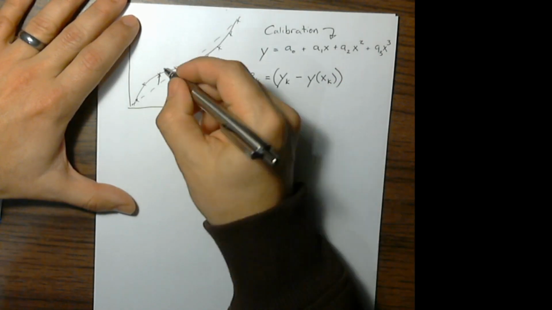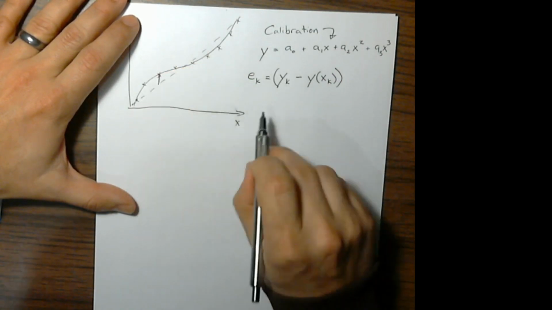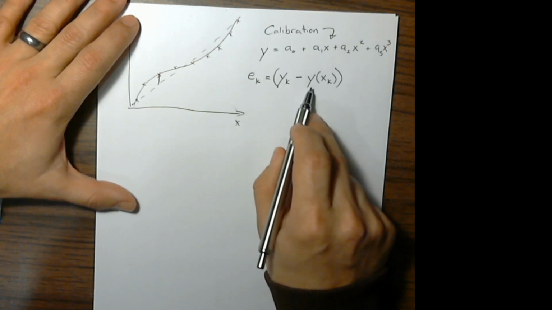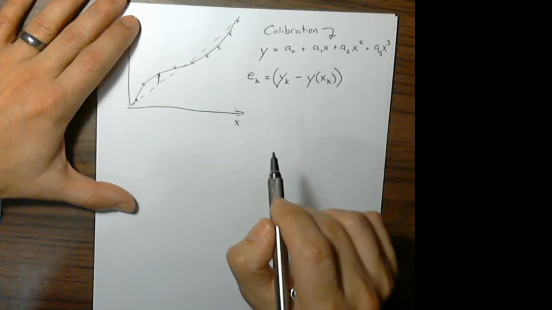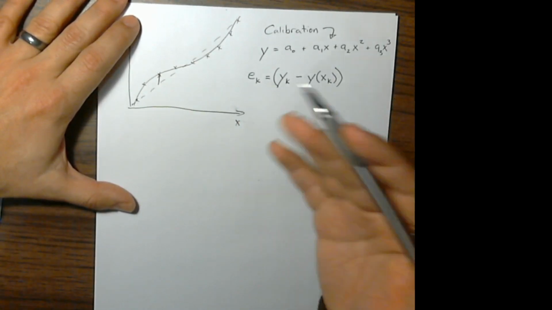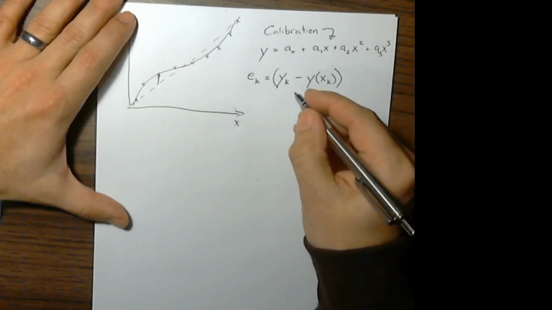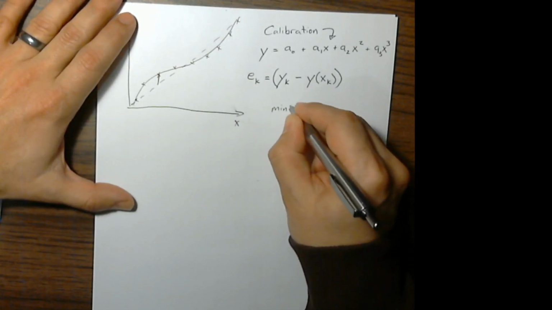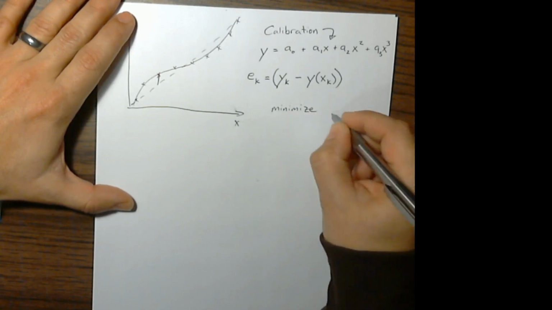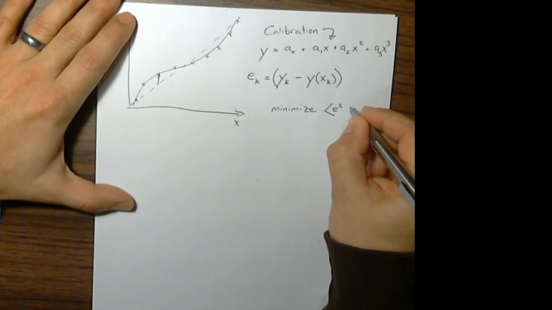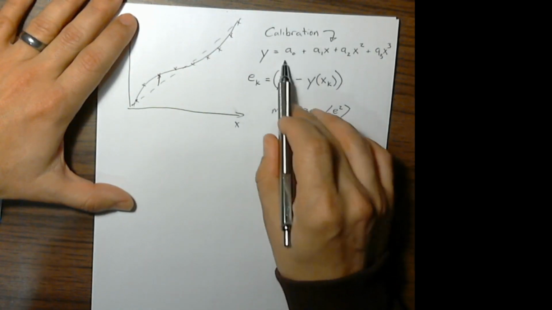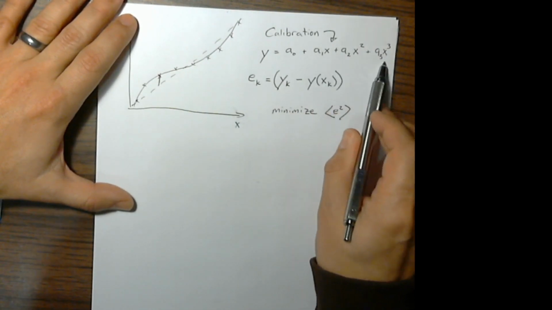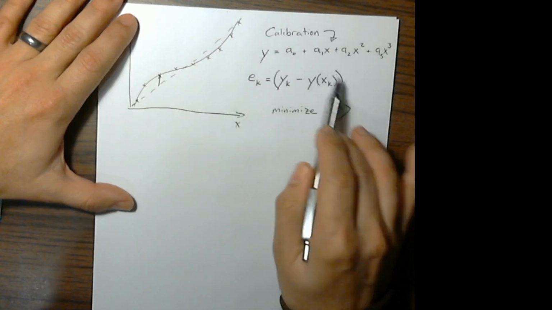So basically, what actual data point did I get? And how far is that from what my calibration tells me I should have gotten for that value of x, right? Whatever that difference is, that's my error. And we will minimize error in the system. So we will choose the A coefficients that minimize the expected value of error squared in this system.